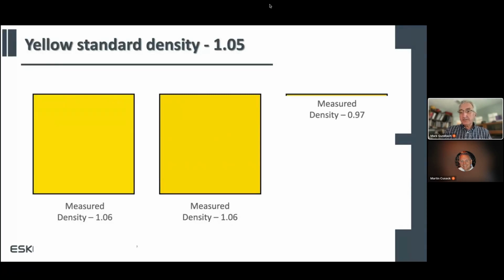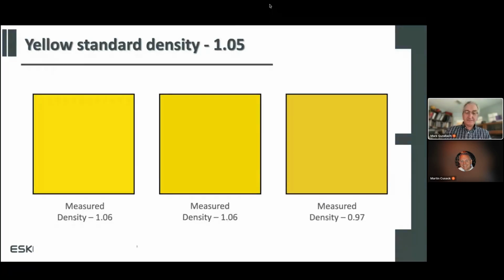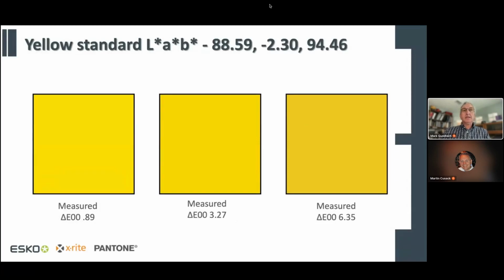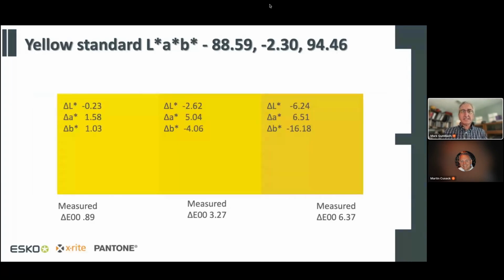Then here's a third that measured a 0.97. Is that lighter? Is that close? If we look at the color of these as opposed to the density, the first patch on the left is 0.89 delta E. That's very good. The one in the middle is 3.27, not so good. And the one on the far right is 6.35 delta E away. That's a problem. If we look at these even closer, we can see there's a distinct difference in these colors. The one on the right, color-wise, looks darker, but density-wise, it was lighter.